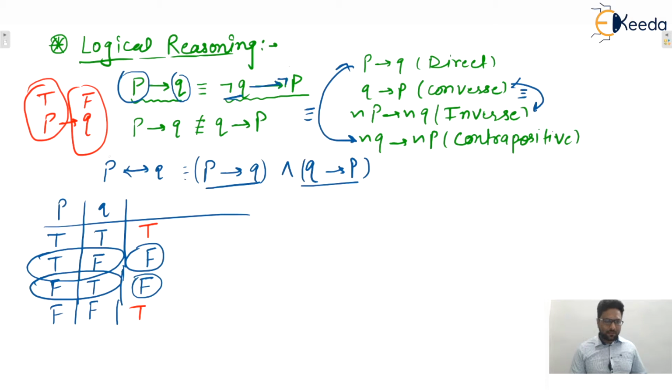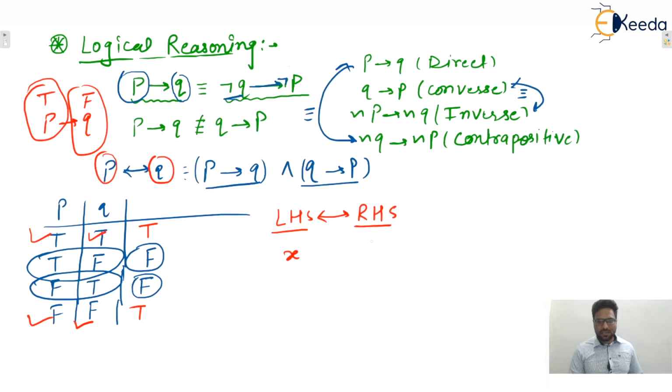That means P biconditional Q is true when both are true or when both are false. Now let's say LHS biconditional RHS, if both expressions are the same. Let's say this is X, and this one is also X.